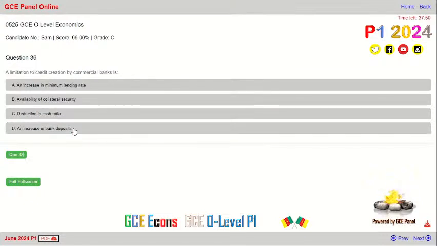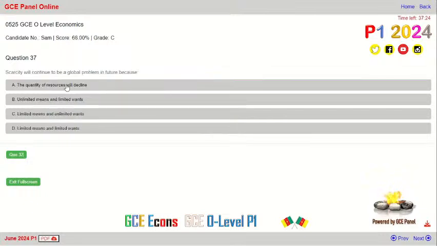Question 36. A limitation to credit creation by commercial banks is an increase in minimum lending rates, availability of collateral security, reduction in cash ratio, an increase in bank deposits. So we have an increase in minimum lending rates. Okay, so this is a limitation for them.